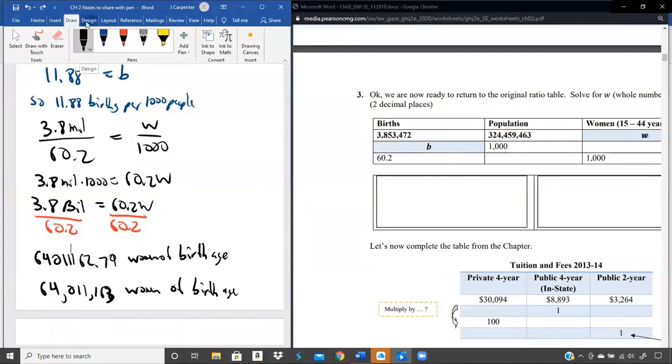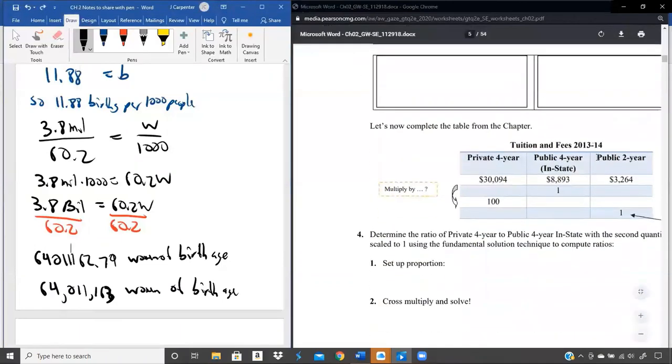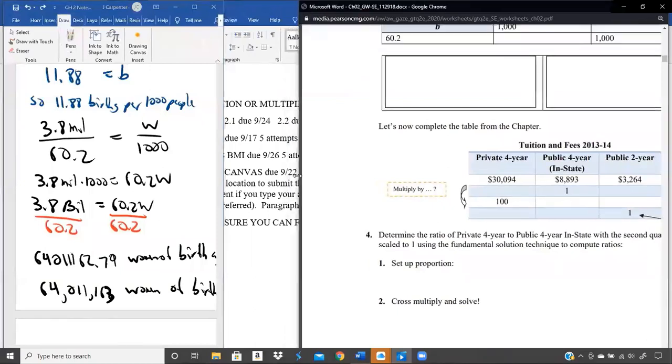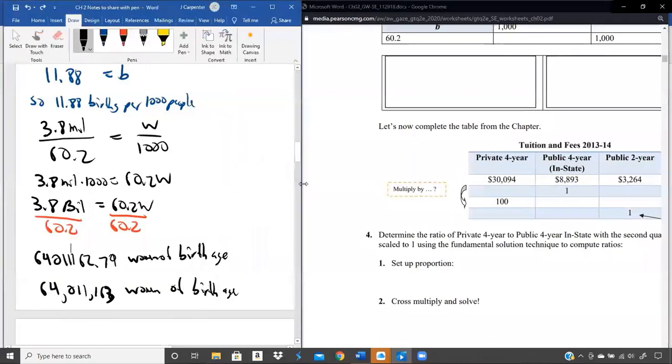All right, so next up, what we're going to do is, is that far enough over? Yeah, that's far enough over. Okay. So the next thing we're going to do is we're going to talk about college tuition, because what do we all pay, or someone pays for us?